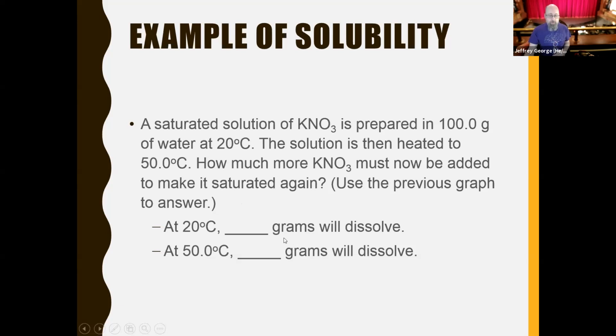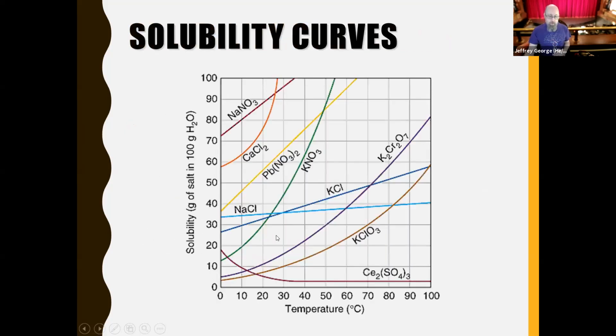So I need to go back to my graph and look these up. At 20 degrees, what is the solubility of KNO3? And at 50 degrees, what is the solubility? And then we can find the difference between them. All right, so let me go back to the graph here. KNO3 is the green curve on here. That's honestly one of the more challenging things, just making sure you read the labels right and you get the right curve, because there's a lot of information on one of these graphs.